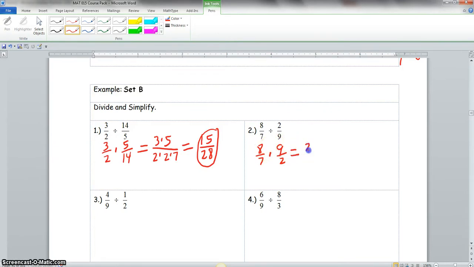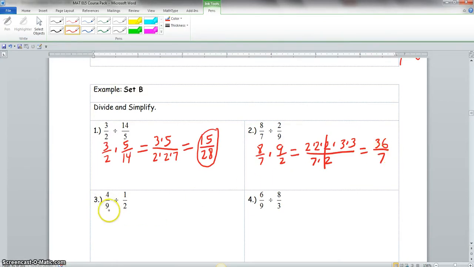We know 8's prime factorization is 3 2's multiplied by each other, and 9's prime factorization is 3 times 3. Now 7 is already prime, and 2 is prime. Now these 2's simplify out, and what we're left with is 2 times 2 is 4, times 3 is 12, times 3 is 36, all over 7. Now, since we're not dealing with mixed numbers yet, we would just leave it as 36 over 7.